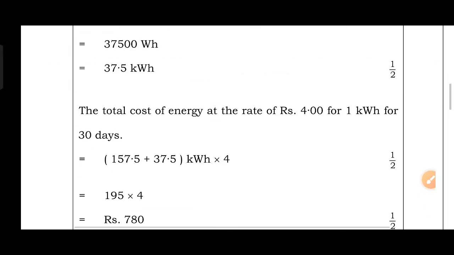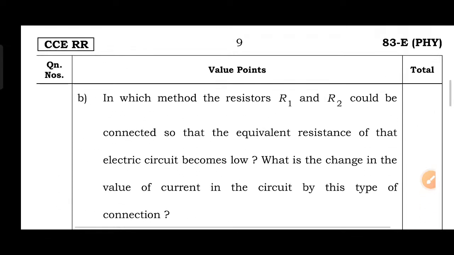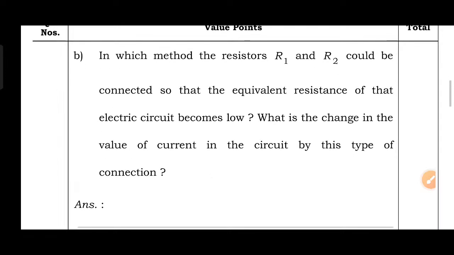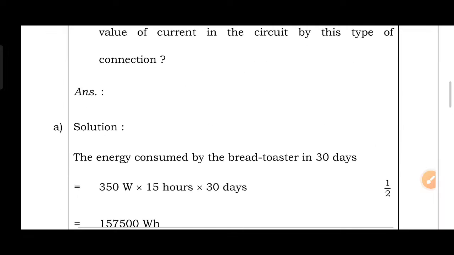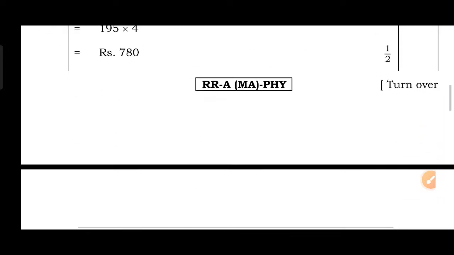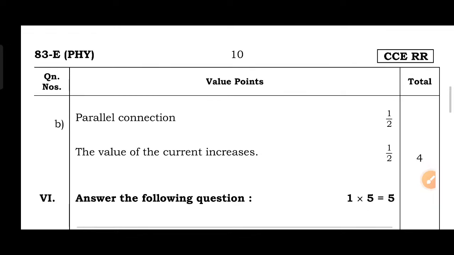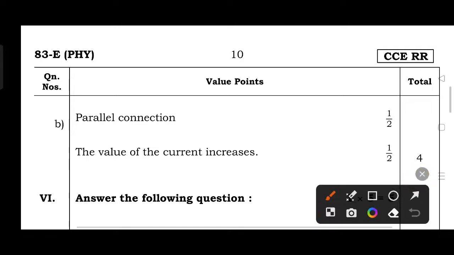And here in this question, they again asked one, a question we discussed. B. In which method could the resistors R1 and R2 be connected so that the equivalent resistance of that electric circuit becomes low? What is the change in the value of current in the circuit by this type of connection? They asked this question. Parallel connection. Whenever we connect parallelly, the resistance decreases. If the resistance decreases, the value of the current increases. They are inversely proportional.